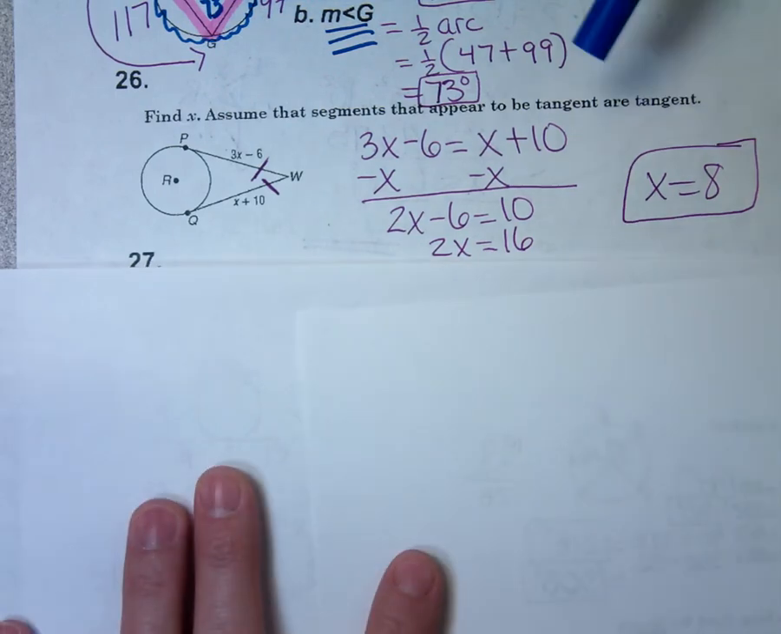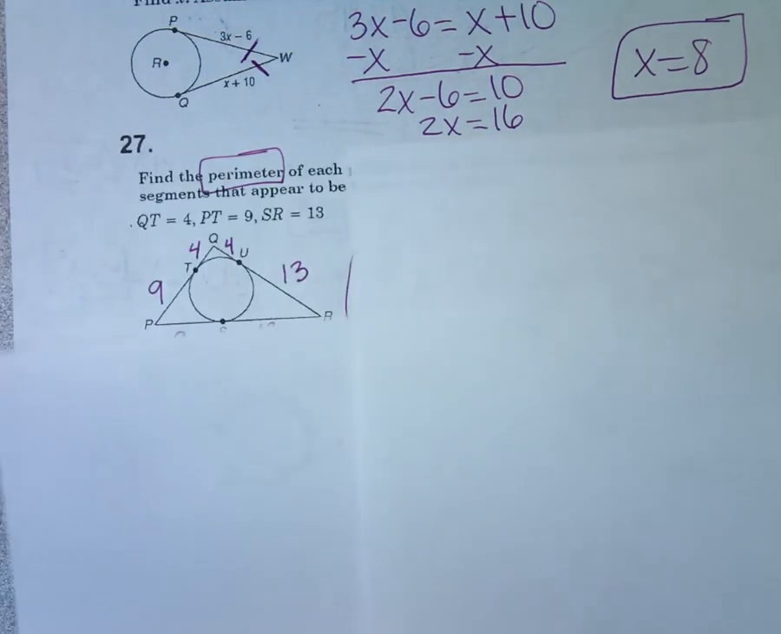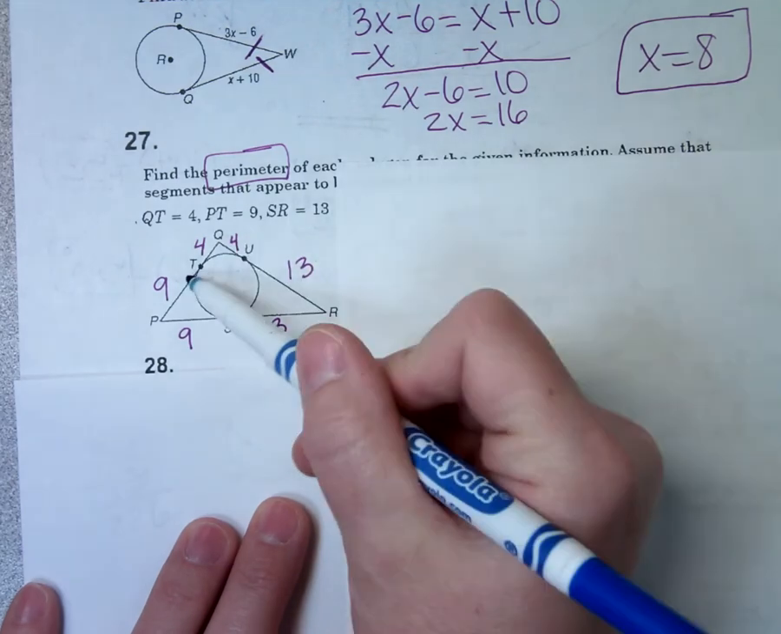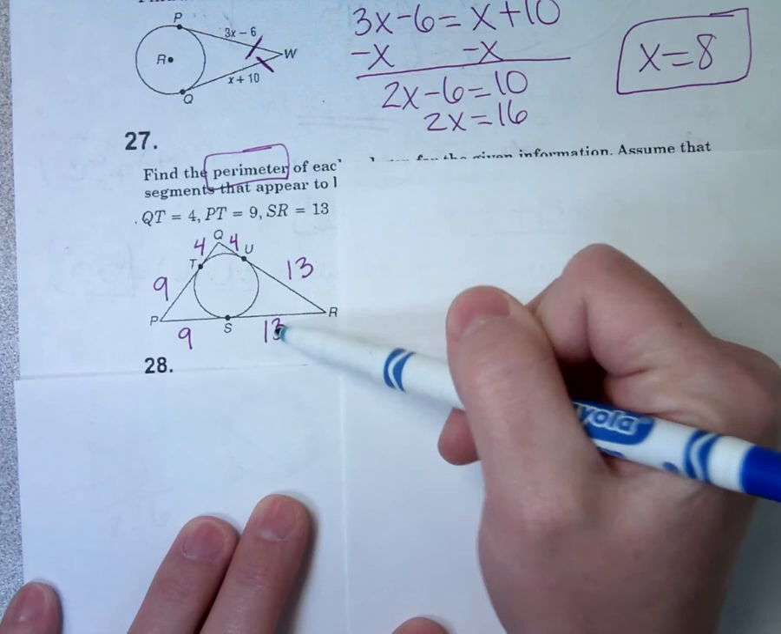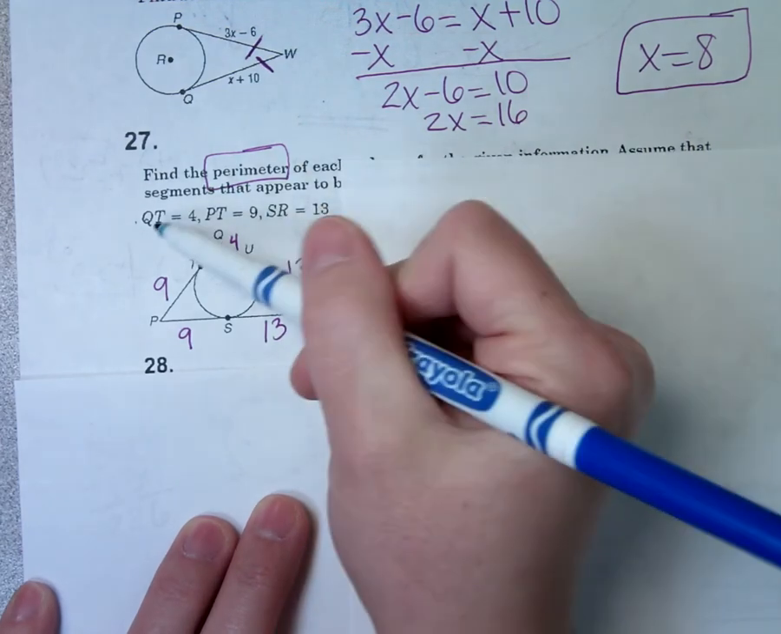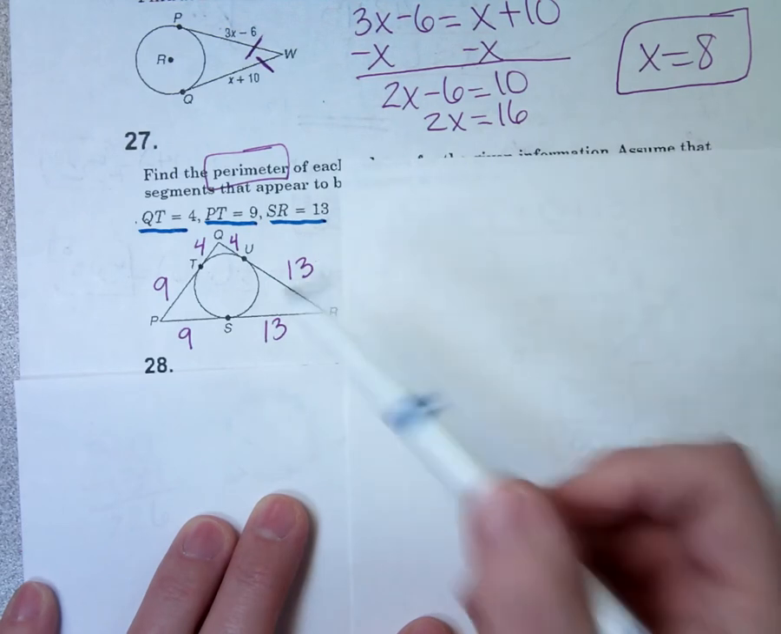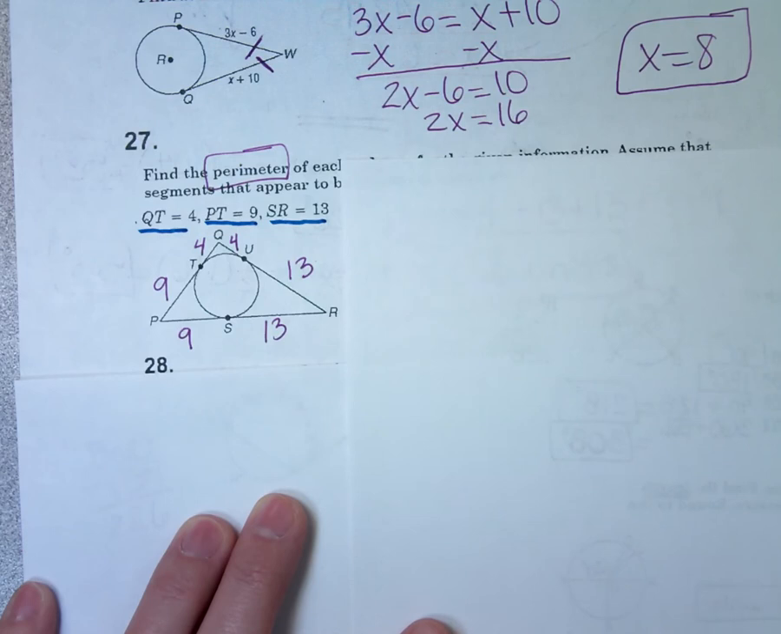Okay, so I'm going to use that same information for this next problem. In this problem, I have several tangent segments meeting out at an exterior point, so I know those two equal, those two equal, those two equal. And I knew how long QT was, and how long PT was, and how long SR was, so that's how I knew that each of those were 4, each of those were 9, each of those were 13.